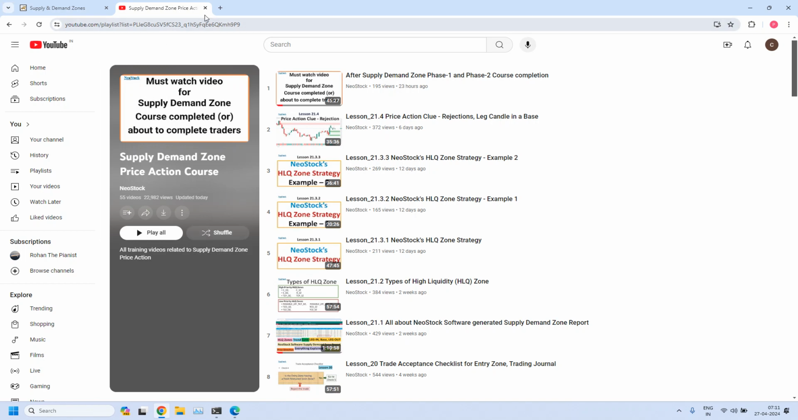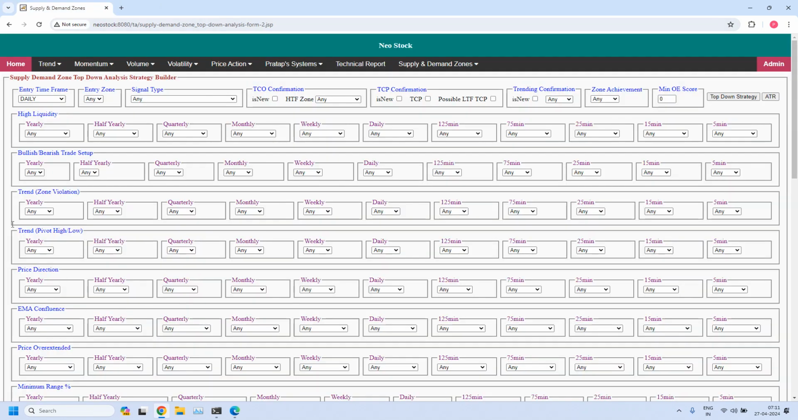Okay, now let me get into the report generation. The first report I am going to generate is the bullish trade setup for daily income trade. In daily income trade, the entry time frame is 15 minutes. And in a bullish trade setup, the entry zone is a demand zone. And also, in the 15 minutes time frame, because this is our entry time frame, I need to select the setup as bullish.